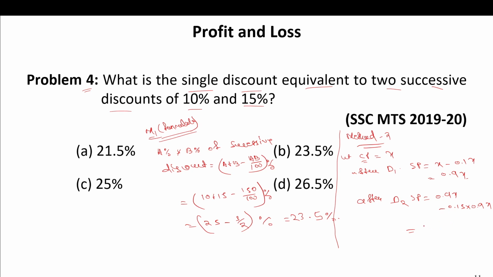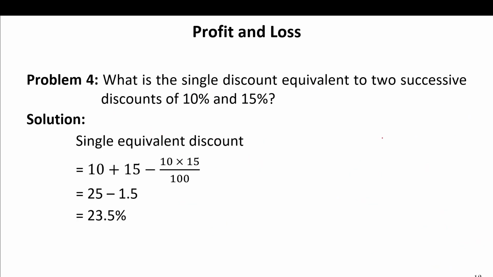So the final price will be 76.5%, right? So after D2, SP will be this much. So discount percentage is equal to 100 minus 76.5%, which is equal to 23.5%. Okay. So we have also evaluated by using method 2. Okay. So this question has appeared in SSC MTS 2019-20 paper. Okay. So let's go forward with the step-by-step solution.